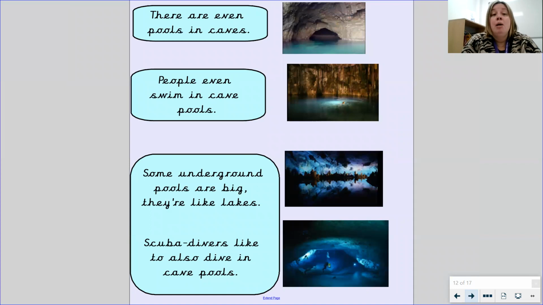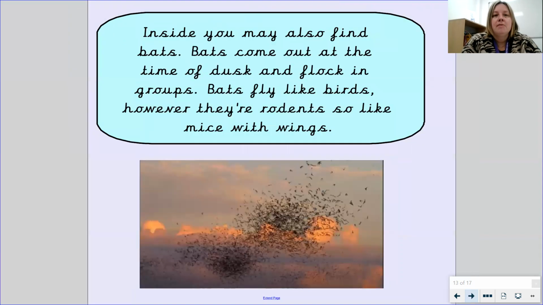There are even pools in caves. People even swim in cave pools. Some underground pools are big, they're like lakes. Scuba divers like to also dive in cave pools. Inside, you might also find bats. Bats come out at the time of dusk and flock in groups, so bats come out at night time. Bats fly like birds, however they're rodents, so like mice with wings.